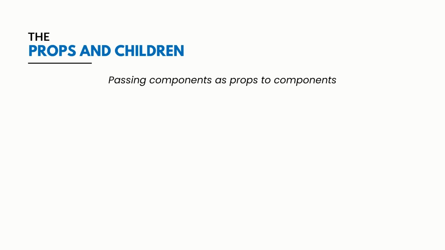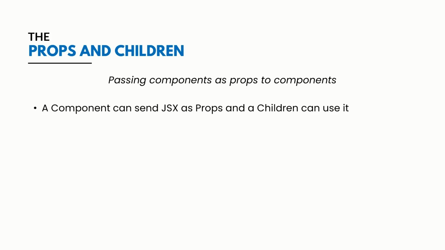So if we need to pass a component as props to another component, then we can use the children property inside the props. So a component can send some JSX data as props, and the children can use that JSX data. And we can have a layout type structure with that. Like there could be a children or a parent, and that parent is using some data that needs to be rendered between them, and they can render that. That's it.